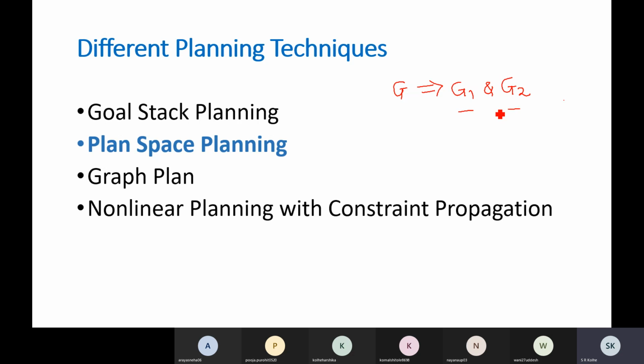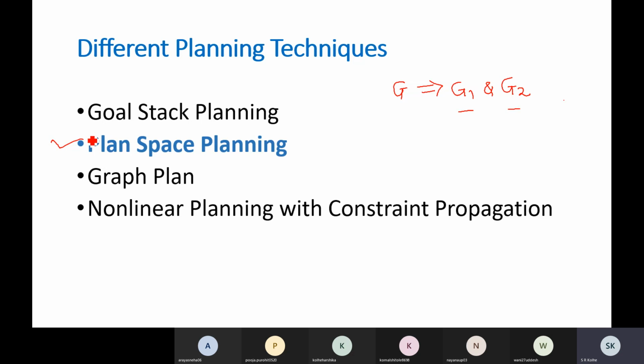And in your book, one specific situation has been given corresponding to the blocks world problem. You go through that, which has resulted in Sussman's anomaly. In addition to that, goal stack planning is not very efficient, since it's a linear planning technique. So these problems are resolved in the plan space planning technique, which we are going to discuss today.